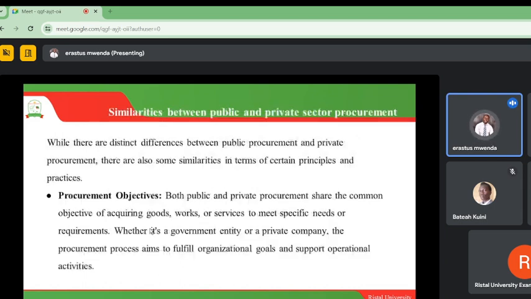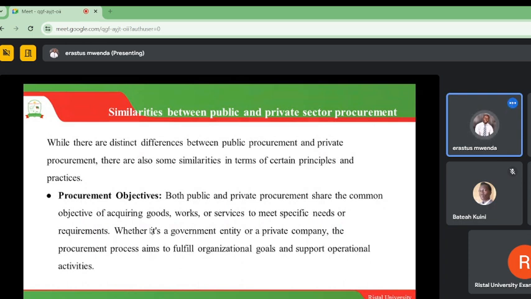Now, we also want to look at the similarities between the public and private sector. What are some of the things that are similar in both instances? We are saying while we have some differences, like we have seen them, we have a few similarities. Those things that are the same.